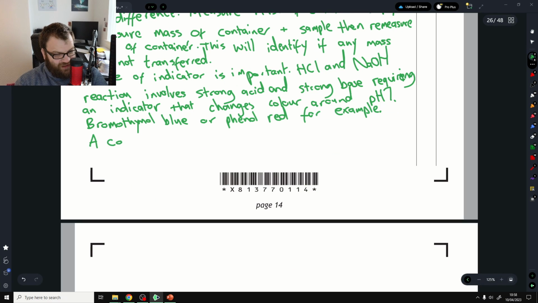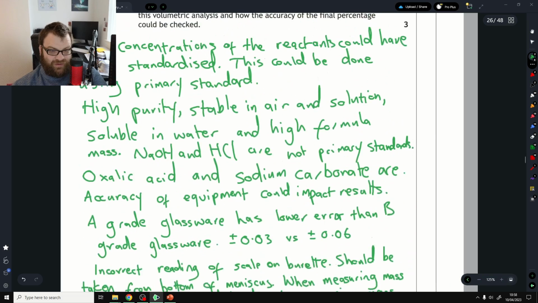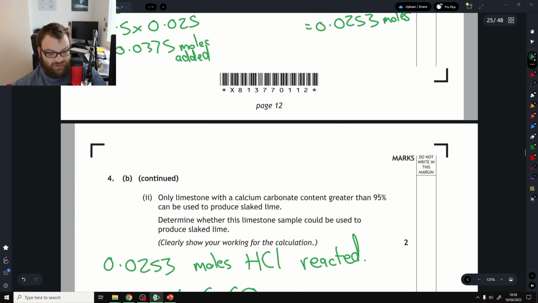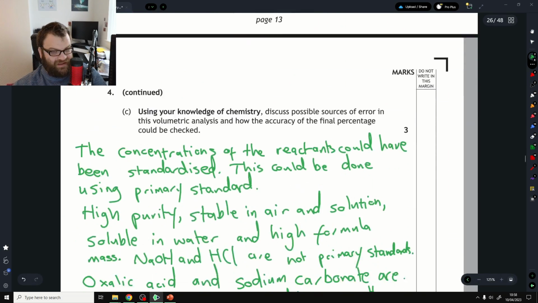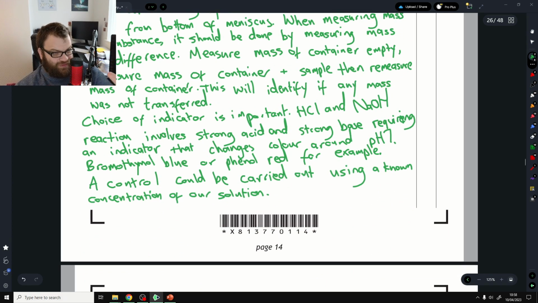We could then talk about a control being run. This would use a known concentration of our solution. Because we're determining our percentage of calcium carbonate, if we made up a calcium carbonate solution of a particular concentration, we should be able to get results that then lead out in our calculations to giving us the correct value, or it will at least flag up how far out we are. So if we're going to end up with a higher or lower result, depending on how well we have planned our experiment.